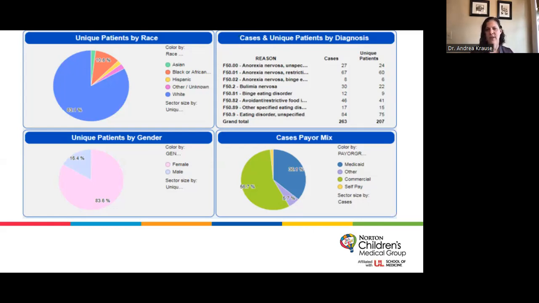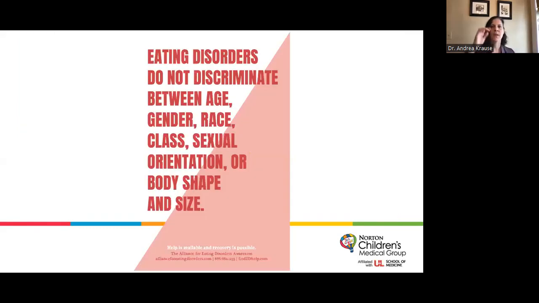And so I think that we need to start removing some of these preconceived notions we have about eating disorder patients being the upper class, Caucasian females. It could be anyone. Again, they do not discriminate. Eating disorders do not discriminate for age, gender, race, class, sexual orientation, or body shape and size.